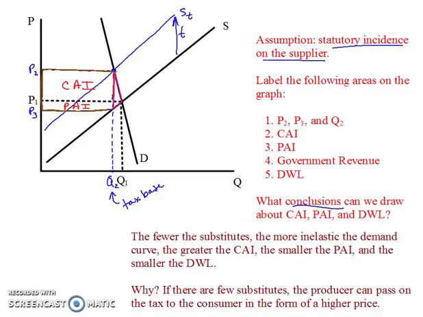We can say this: when a demand curve is inelastic, that means that there are relatively few substitutes. The more inelastic the demand curve, the fewer the substitutes, and that will cause a greater amount of tax to fall on the consumer. The consumer actual incidence will be larger, the producer actual incidence will be smaller, and the deadweight loss will be smaller. So let's explain why that would be.